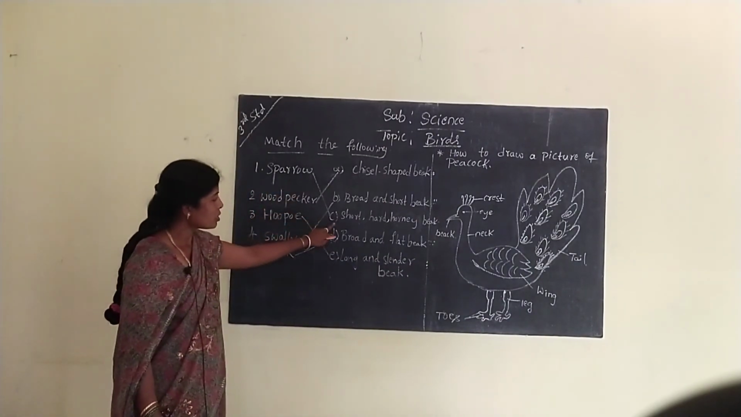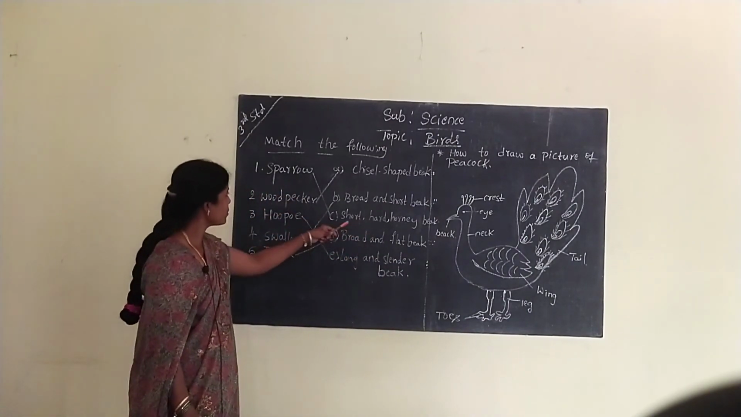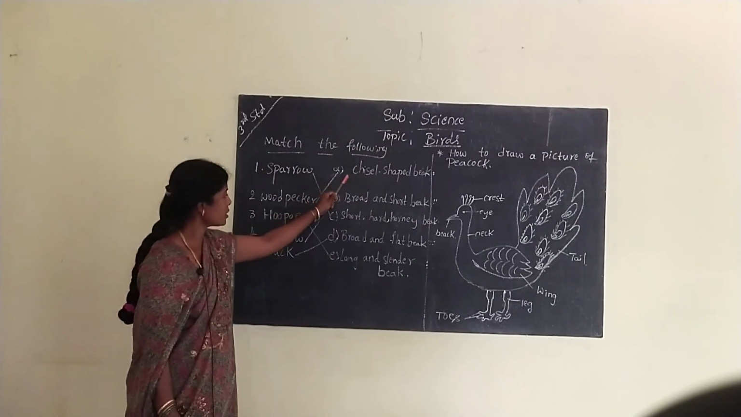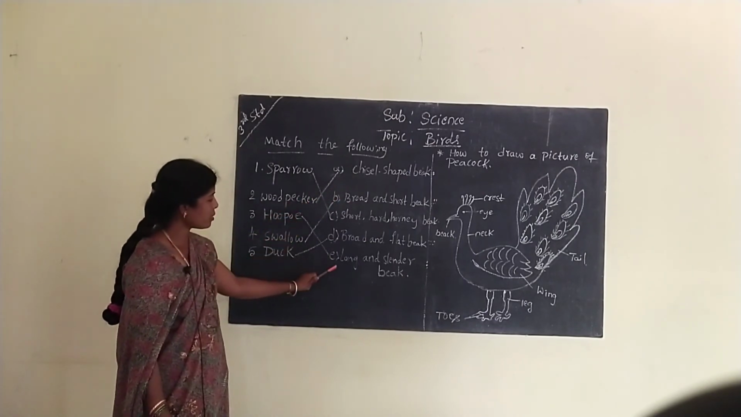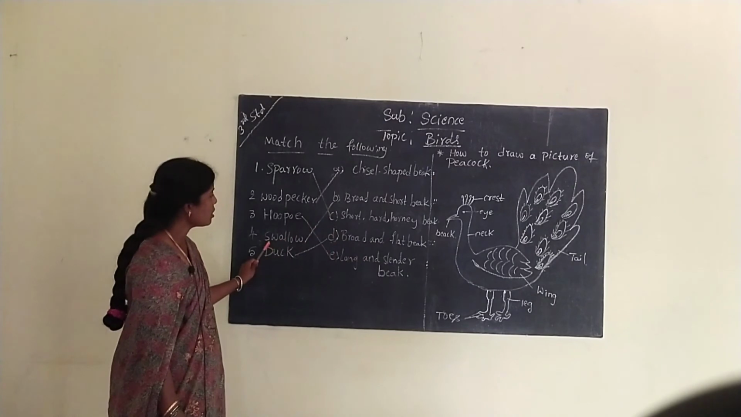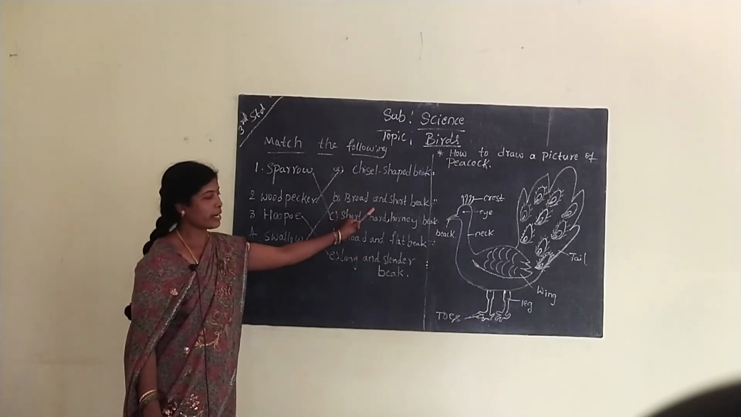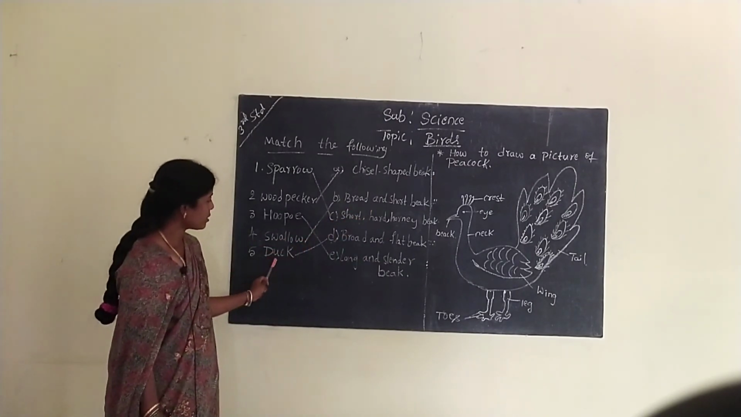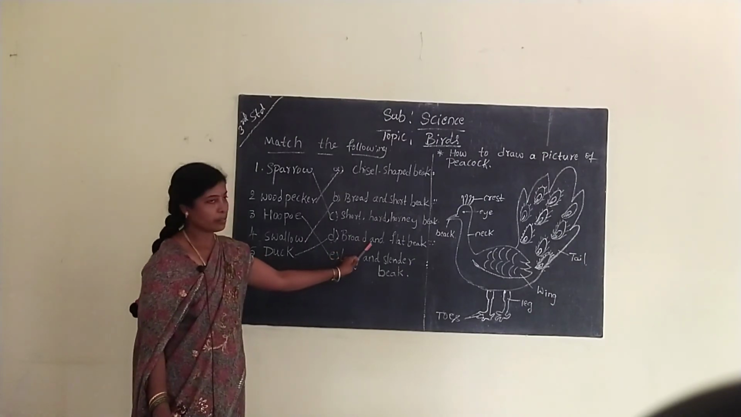Sparrow beak is short, hard, horny beak. Woodpecker beak is scissor shaped beak. Hoopoe beak type is long and slender beak. Swallow beak is broad and short beak. Duck beak type is broad and flat beak.